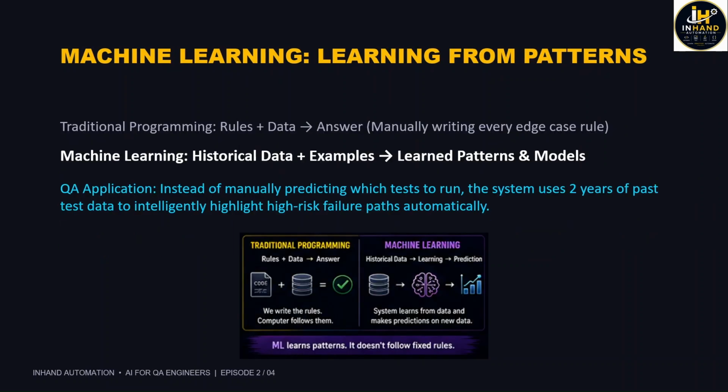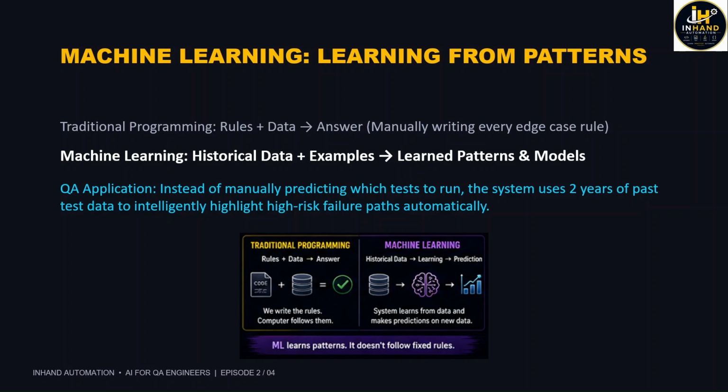So imagine Rahul has test execution data from the last 2 years. Thousands of test executions have already been done. For each execution, he has information like which module got changed, which test cases were executed, which test cases passed, which failed, how many files changed, which APIs were impacted, how many defects were previously found in that module. Now, imagine Rahul gives all of this historical data to a system.